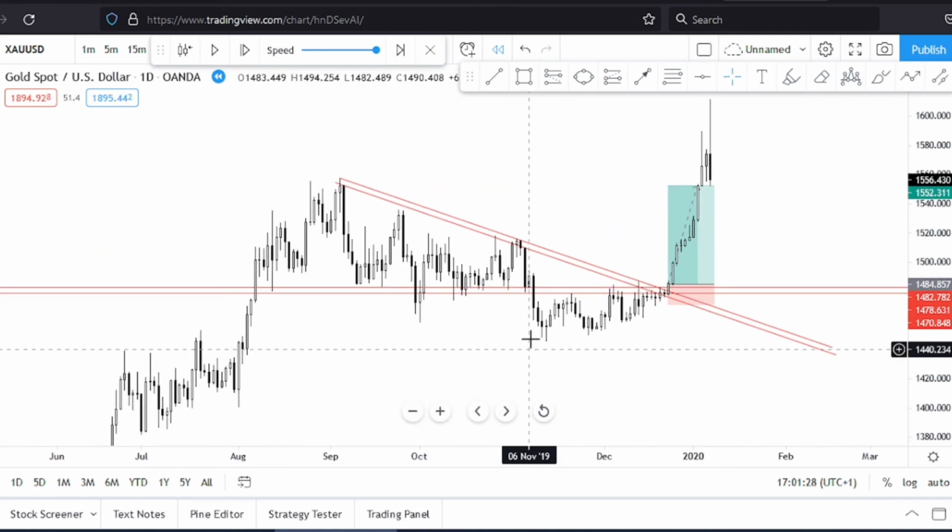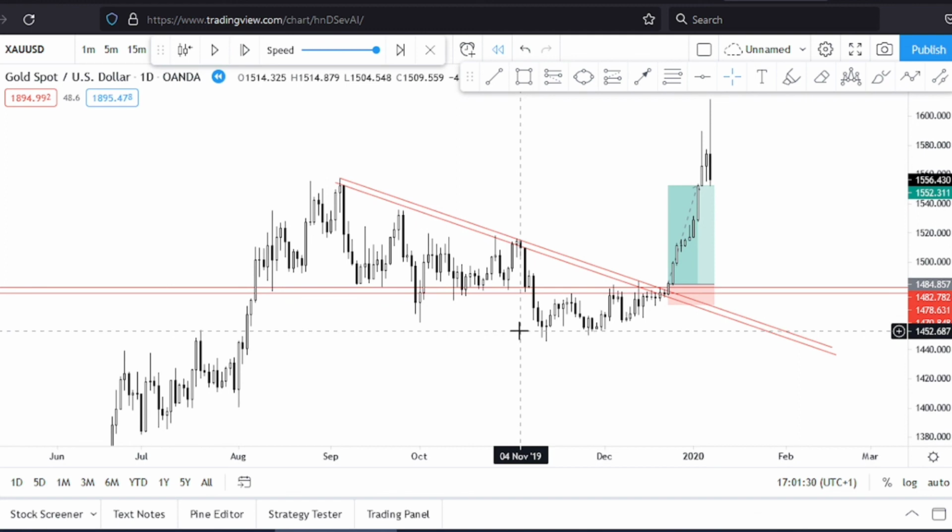So this is just an example of how to draw a proper trend line and how to use it in trading. I hope this video has been very helpful, and you can try backtesting it, drawing trend lines like this, and see how well it works for you.